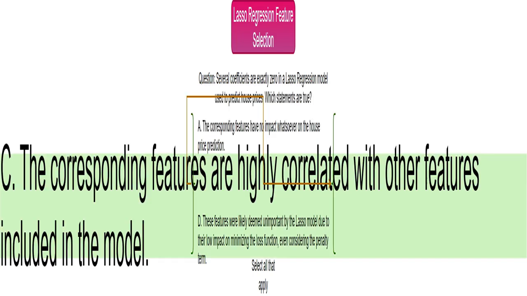This could be the case but isn't guaranteed. High correlation can lead to one feature being favored while others are dropped, but this is not always the case. It's not a direct consequence. Lasso doesn't inherently deal with correlation. It balances prediction accuracy with the model's simplicity through a penalty term.